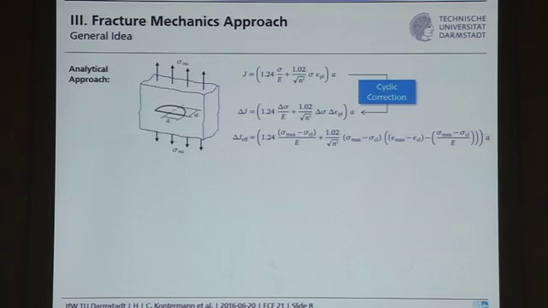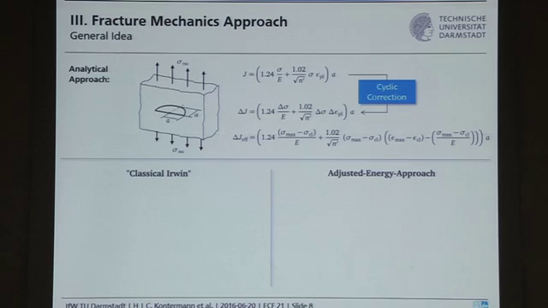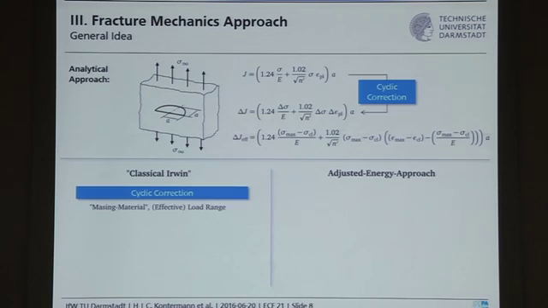And as an addition, if you do not work with absolute values of ranges, then you can use effective values of stress ranges or strain ranges and get delta J effective. So transferring these to FEM leads us to two approaches. One very classically oriented approach is labeled here with classical Irwin, and the other is an adjusted energy approach.